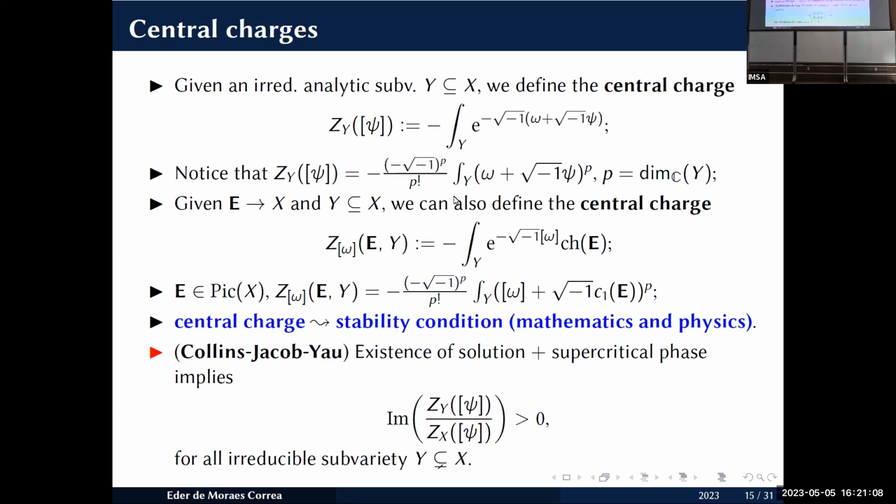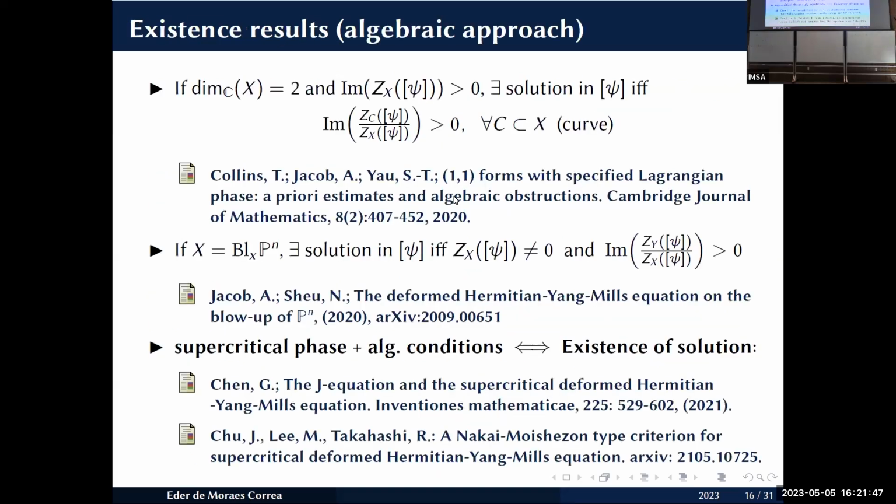And so Collins, Jacob and Yau proved these results. If we start with a solution satisfying some supercritical phase, then we can show that this quotient of central charges, the imaginary part, satisfies this inequality for every irreducible subvariety. Okay, and they conjecture whether the converse of this is true. If this inequality is satisfied for every irreducible subvariety, they conjecture that it might be possible to solve the problem. We have some result which is more or less in this direction.